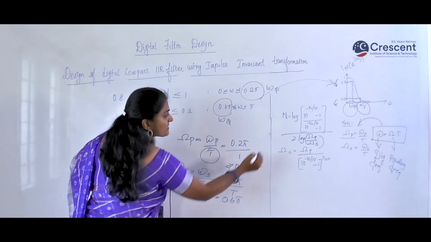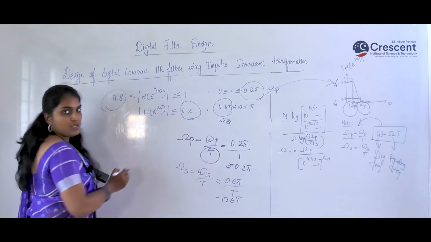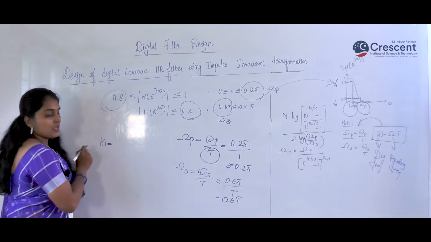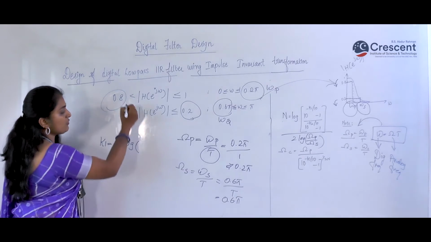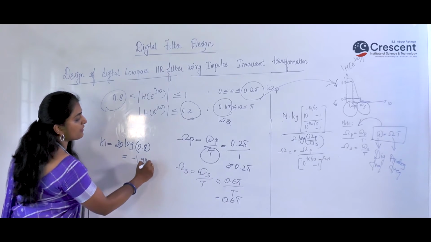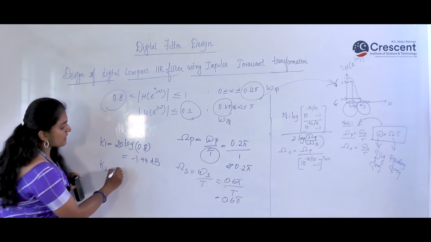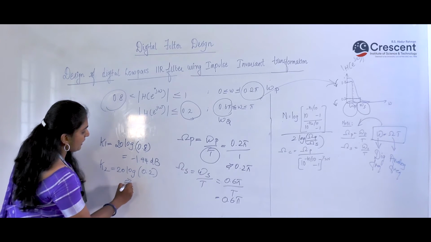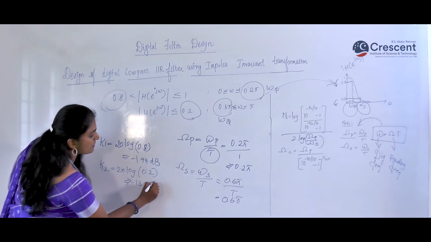And next, coming to the gain value. All these values are in the normal scale, but they have to be represented in the form of gain. So k1 is equivalent to 20 log of 0.8, which will be equivalent to approximately minus 1.94 dB. And similarly, I need to find the value k2, which is equivalent to 20 log of 0.2, and when we apply it in the calculator, it will be equivalent to minus 13.9 dB.